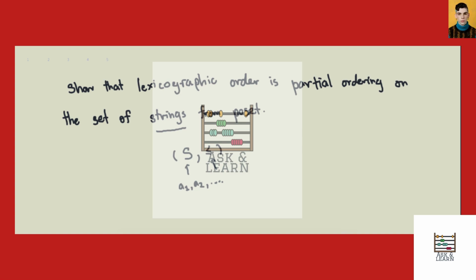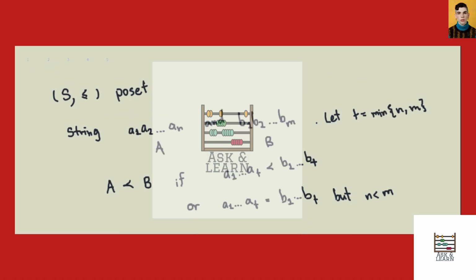A string here means any combination of elements that we want. Suppose we write this in some combination, and this will be a string of elements from a poset. And the set of all such words is what we are considering. So let's go over lexicographic order.